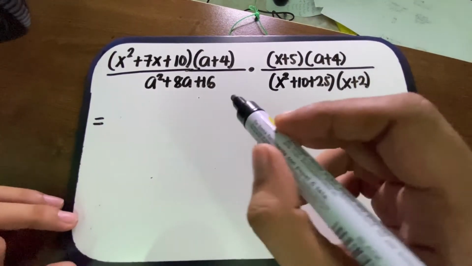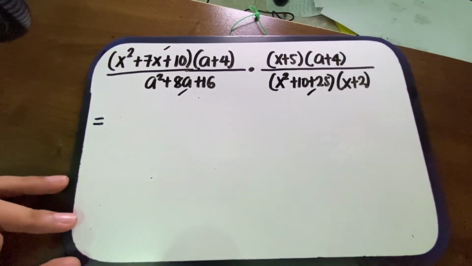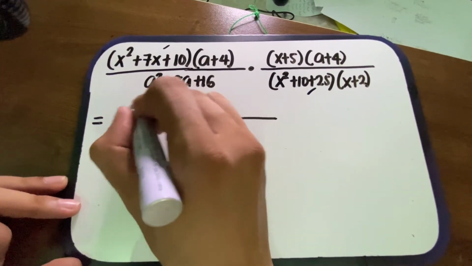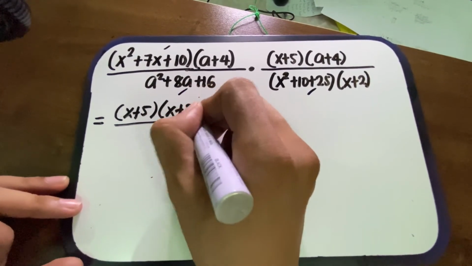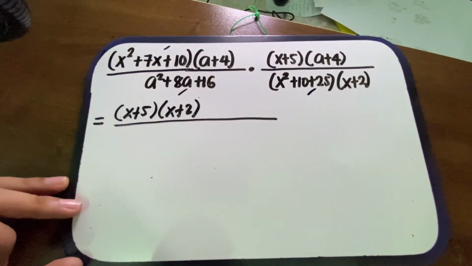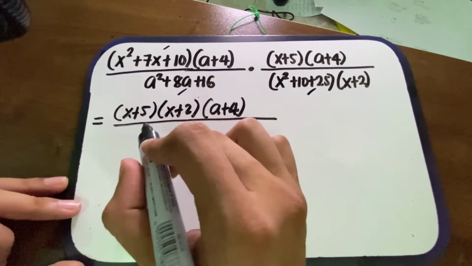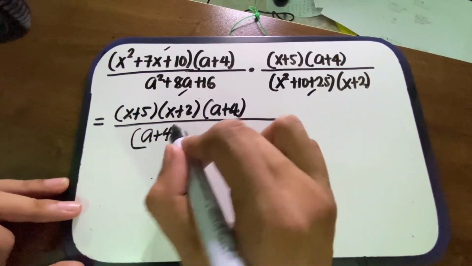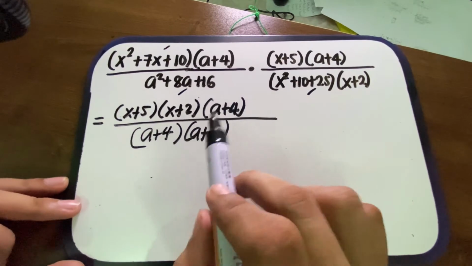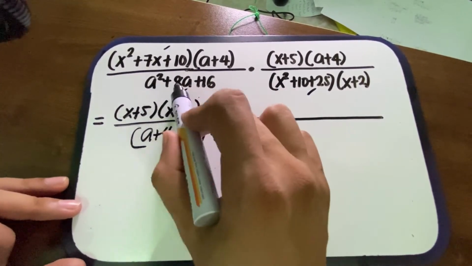Okay, we have this one. So you can factor first this one. So this will become x plus 5 multiplied to x plus 2. Okay. Why? Because 5 times 2, 10. 5 plus 2, 7. Okay. Then a plus 4. In the denominator, this will become a plus 4 and a plus 4. 4 times 4, 16. 4 plus 4, 8. And this is an example of perfect square trinomial.